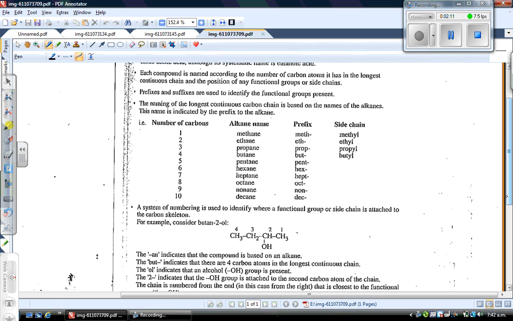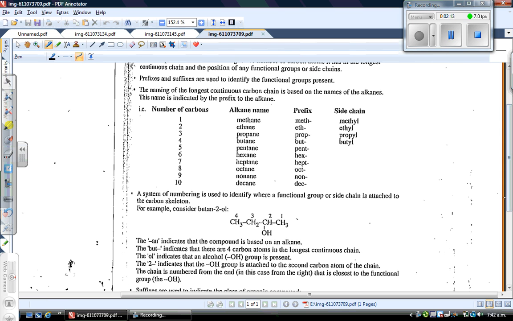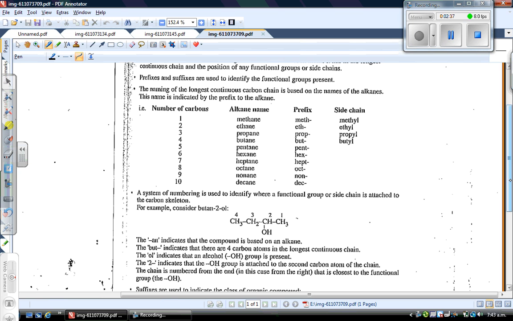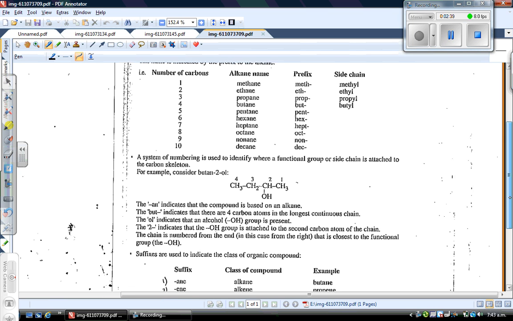So the first simple set of rules that you learn is that if you have one carbon, the alkane name is methane, the prefix is meth, M-E-T-H, and if you have a one carbon side chain, then it's referred to as methyl. And then it goes all the way up to 10, 10 being decane and the prefix being dec. You can see here with the side chains, the longest side chain you're going to come across is butyl, a 4 carbon side chain. So you can see the limitations of what you're expected to learn.